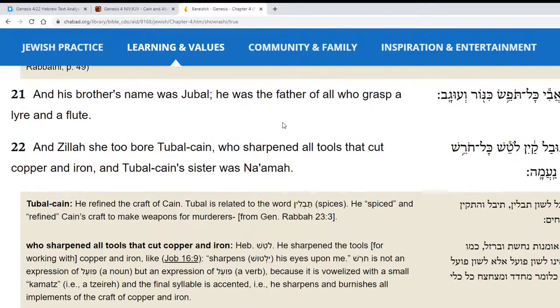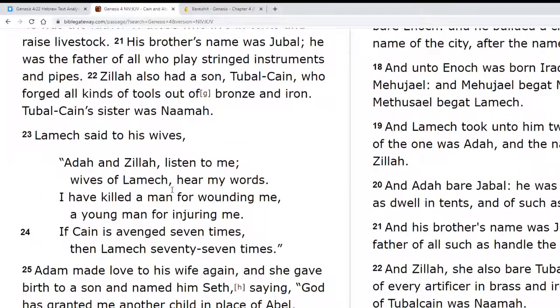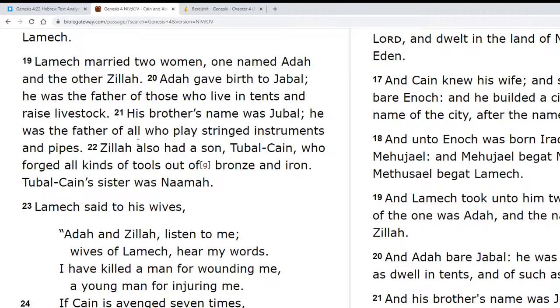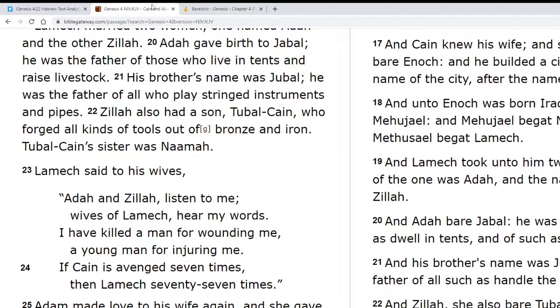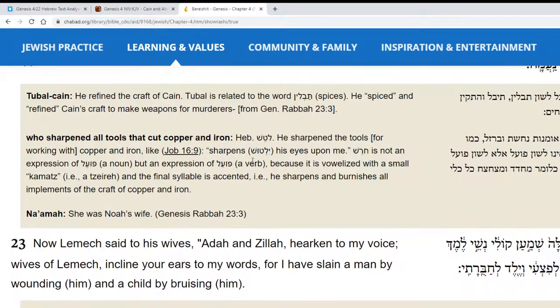Let's see here. Verse 22. And Sila, she too bore. Yeah, I don't know why they didn't put the too in the also. Well, they did. Okay, also and also, yeah. And she too bore Tubal-Cain, who sharpened all tools that cut copper and iron. And Rashi explains there, and Tubal-Cain's sister was Naamah. Okay.